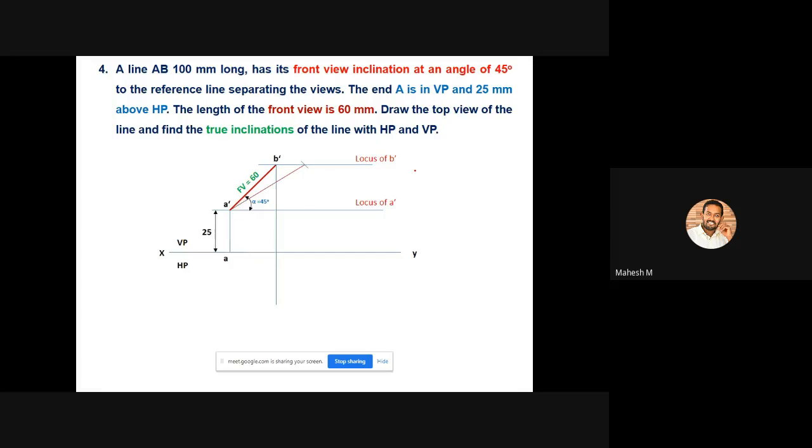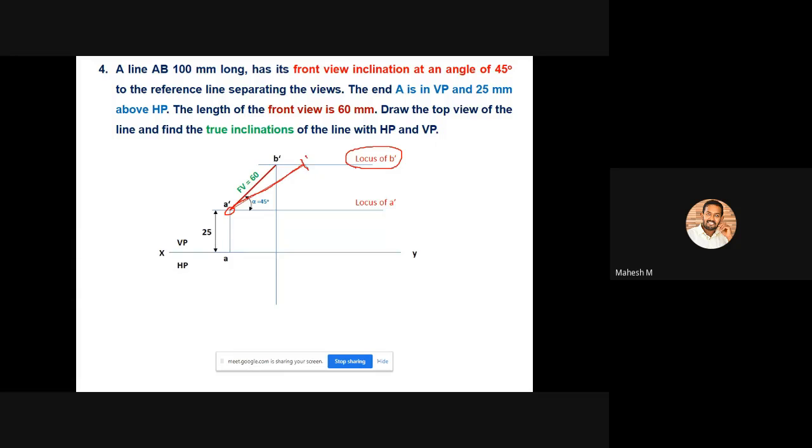Okay, so you can create a true length line. You can take your compass with a dimension of 100 mm. Place the needle of your compass exactly on the point A dash. With the length of 100 mm, you can create an arc. The arc will be cutting the line called locus of B dash. Now you can connect these two points with an inclined line.